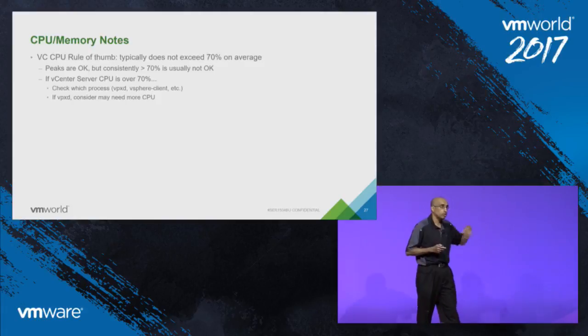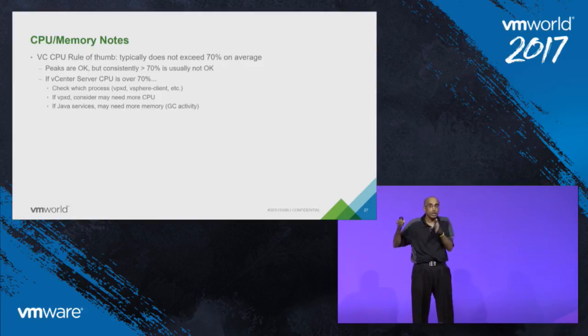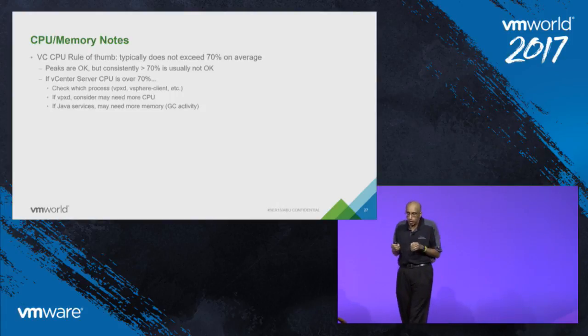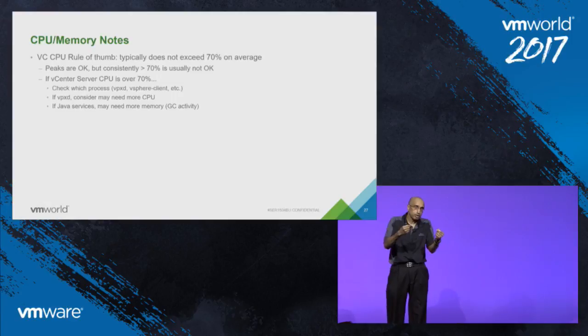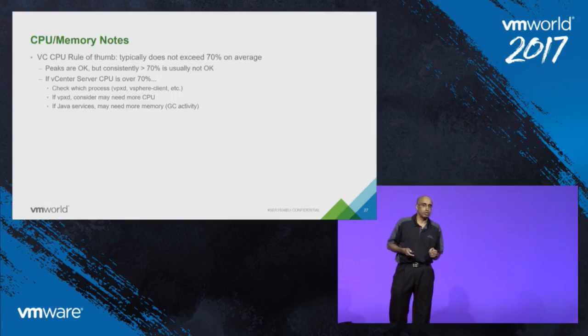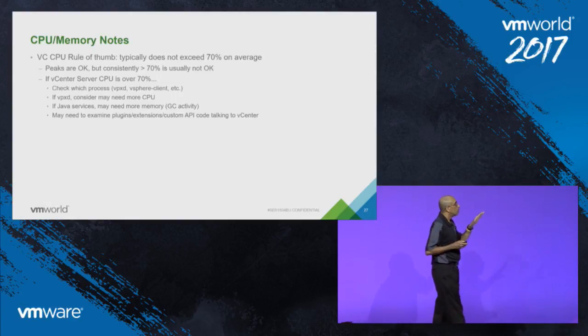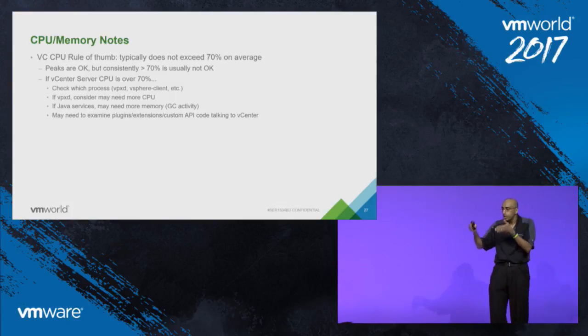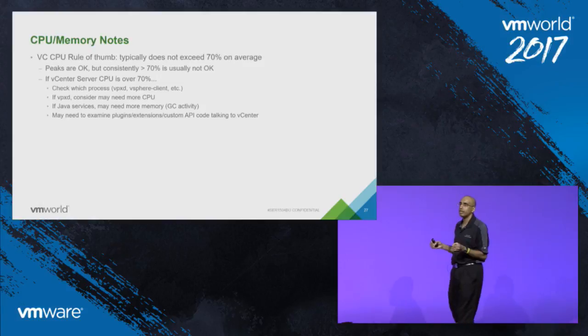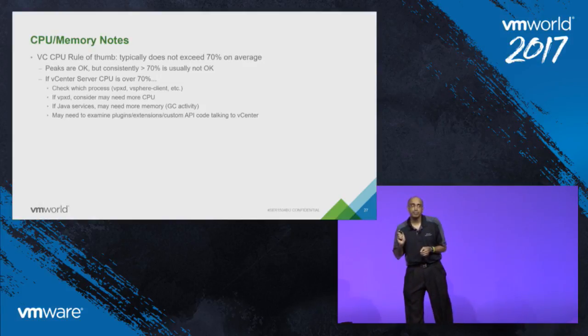This also critically depends on what calls are being made. If it is not VPXD, if it is instead one of the Java services that we have inside vCenter, you may need to add more memory to prevent them from doing garbage collection, therefore eating up a lot of CPU. And as I said, and I'll show you how to do this, you may need to examine your plugins and extensions, see what kinds of calls they're making, and see if maybe there's a way to tune that.